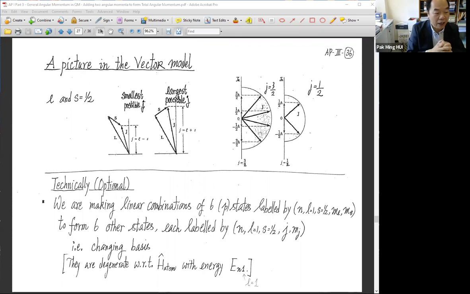All right, so I will end today here. Next time, we will discuss how to add 2 spin half, prepare for the helium atom discussion, and then we will discuss spin-orbit coupling with the emphasis on the physical picture.